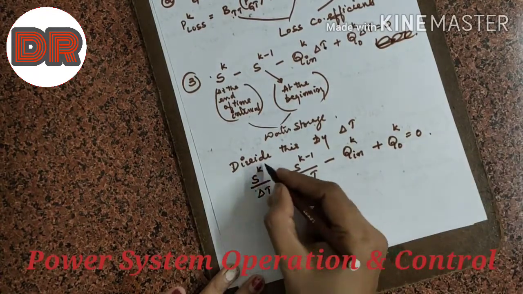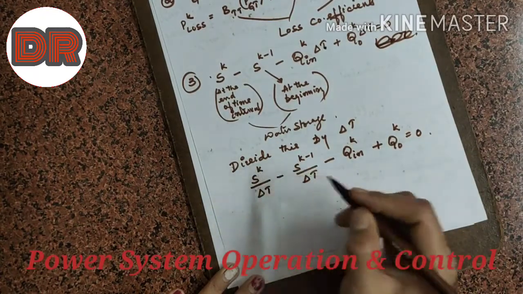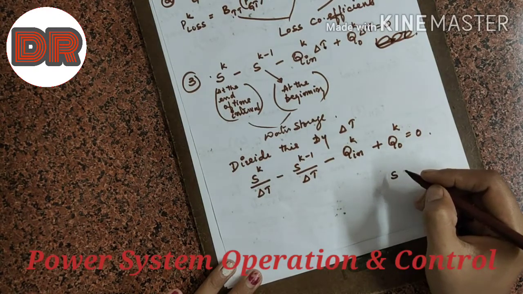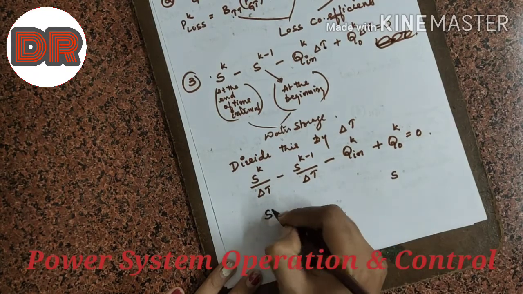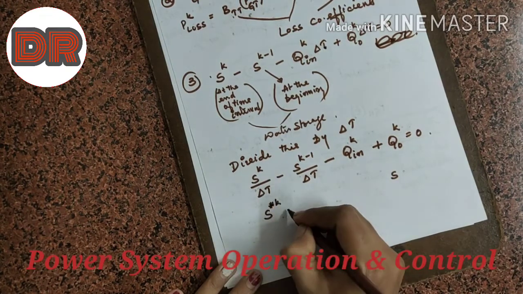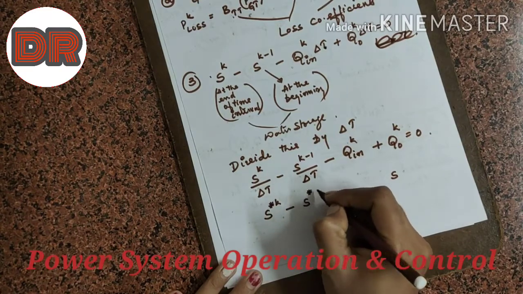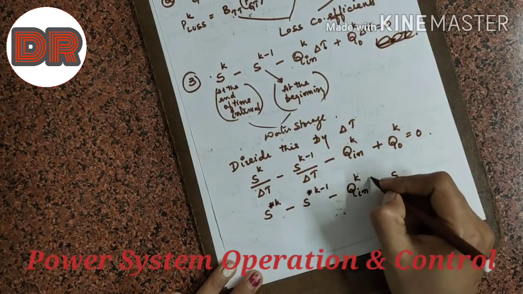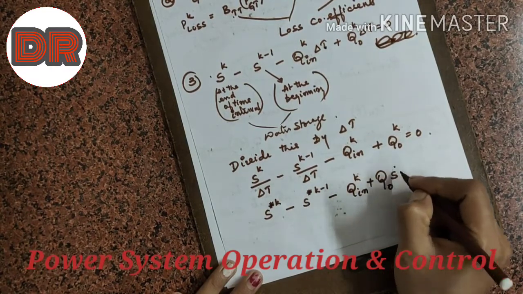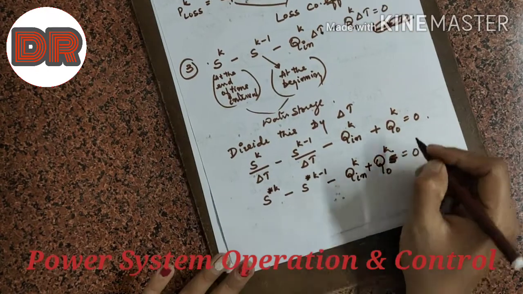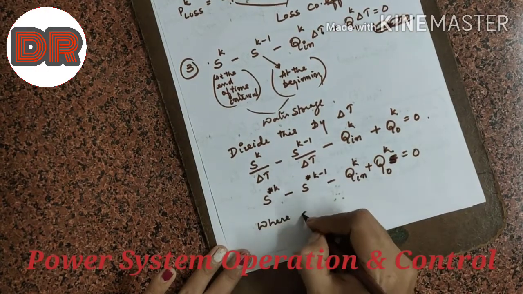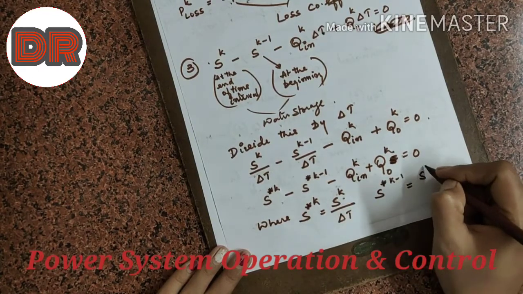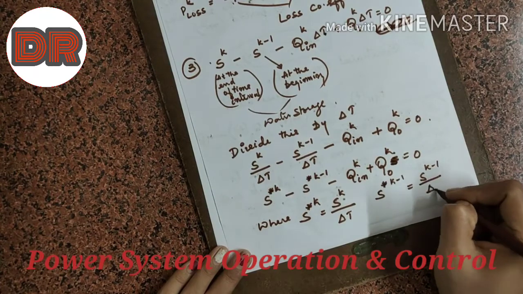Now let me write it in some other format. Let me take S star k minus S star k minus 1 minus q in k plus q out k is equal to 0, where S star k is Sk divided by delta t, and S star k minus 1 is S k minus 1 divided by delta t.